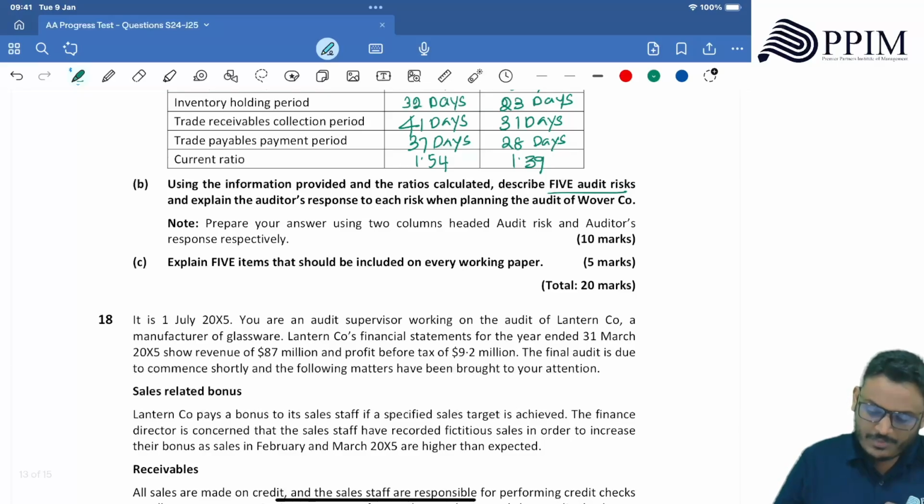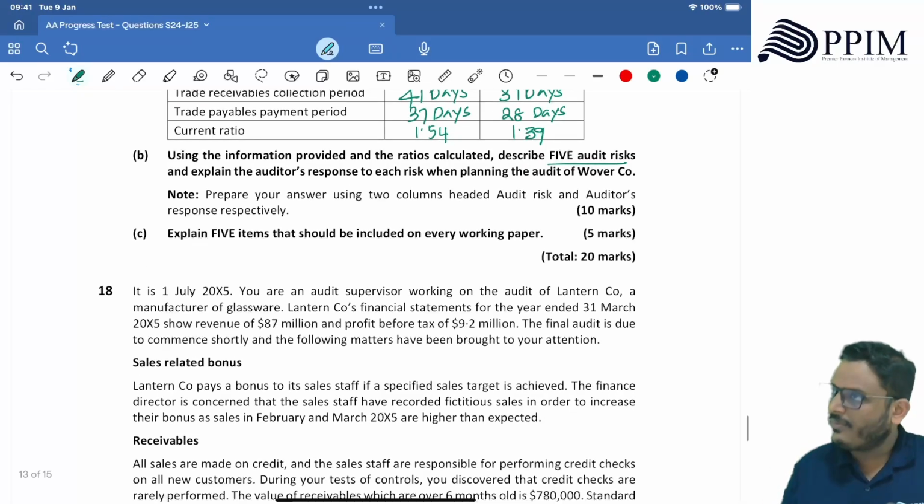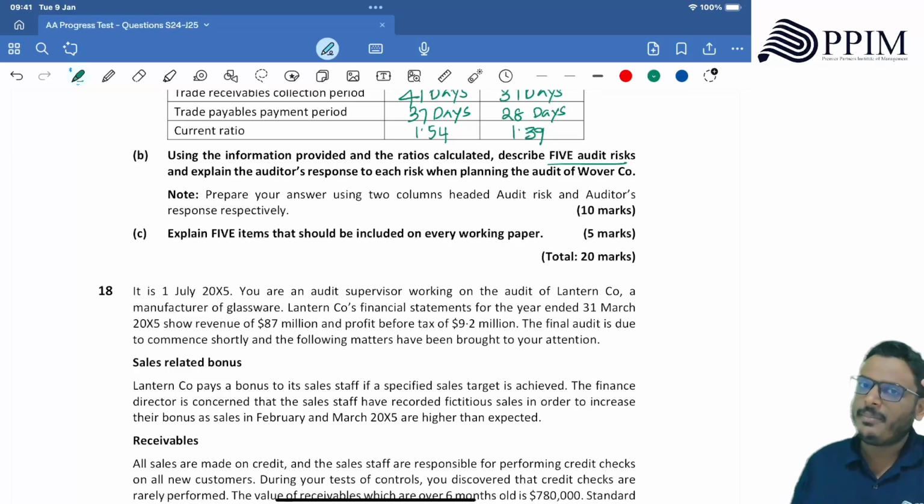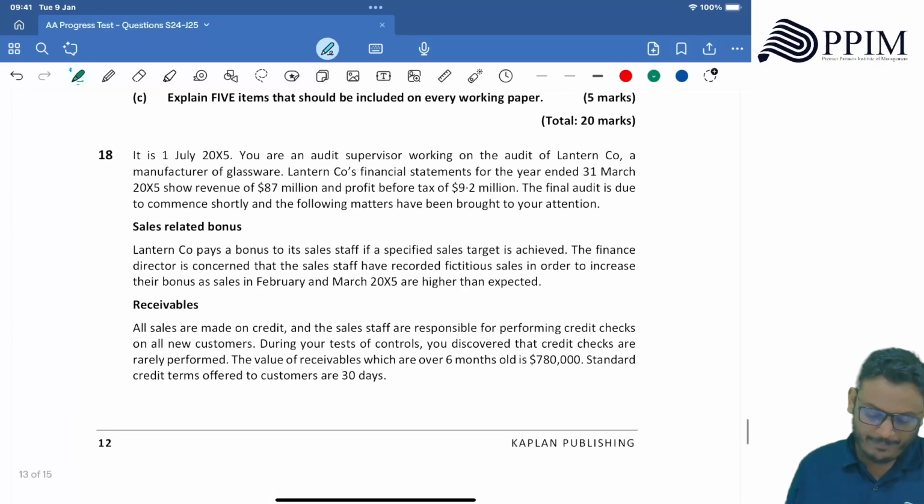Explain 5 items included in the working paper. The 5 items, yes: preparer, subject matter, introduction, who reviewed, the reviewer, right, and also the year end. These are the matters you should focus on when it comes to a working paper.